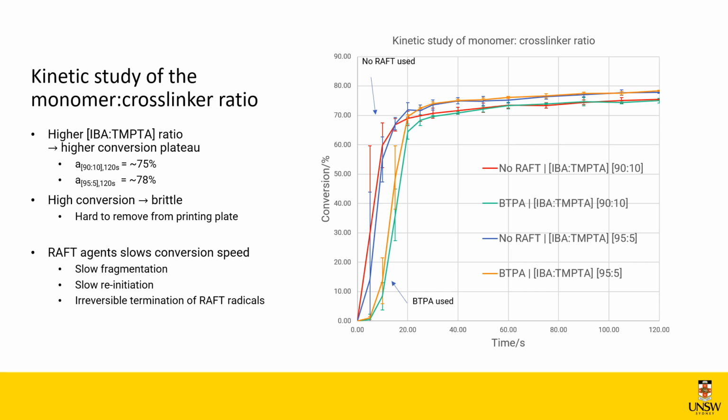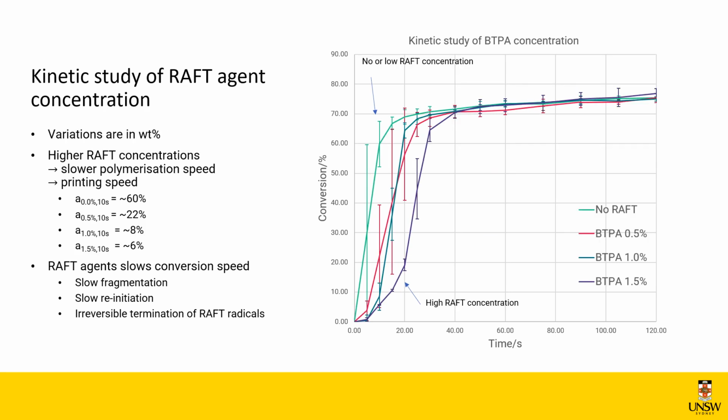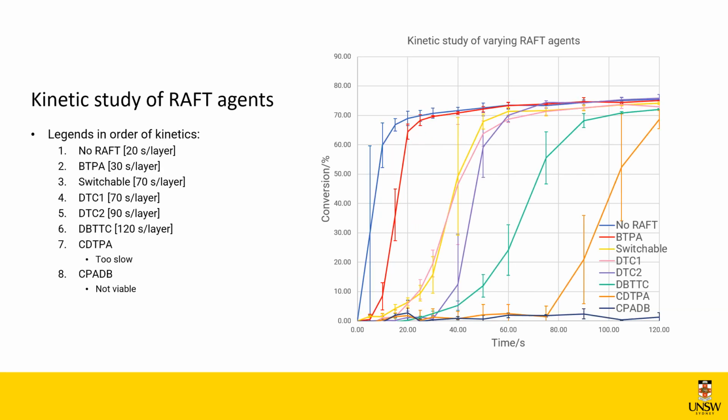Literature postulates this as either a result of slow fragmentation from the RAFT agent or slow reinitiation after the chain deactivation. The slowing effect was more pronounced when increasing the BTPA concentration, indicating that more RAFT agent in the resin would result in longer printing times.